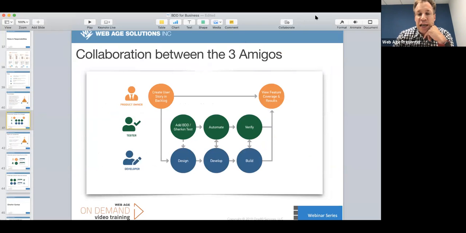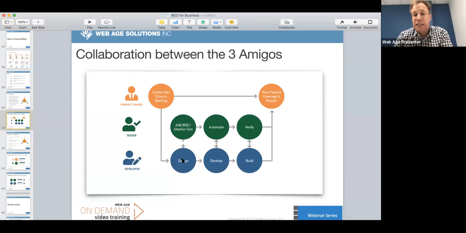All right, so here's an example of the way collaboration works amongst the three amigos. The product owner would create the user story component piece of the user story, right? Then they work with the tester to define the Gherkin test. Then the developer may do some design work on the story, and then might also create additional tests, right? So you have a user story, the product owner, tester, and developer create Gherkin tests. Then the developer starts the design work.